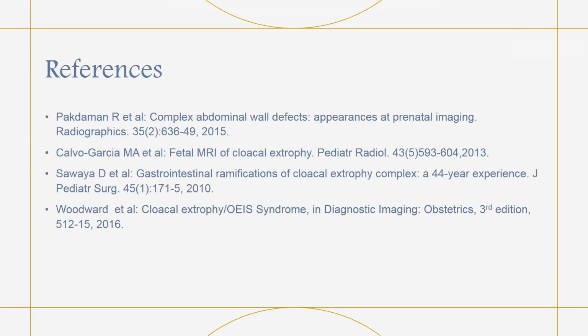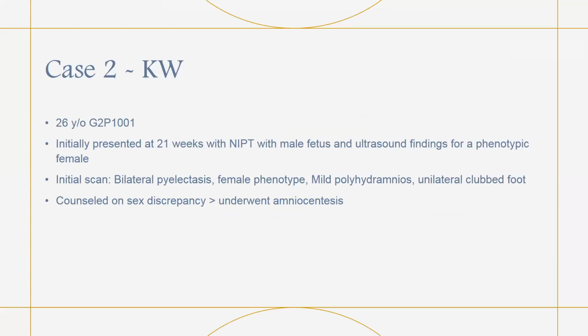Our next case, and these are references in case anybody wants any access to some of those case reports that are done. So our next case is Ms. KW. So she's a very interesting patient as well. So she's a 26-year-old G2 P1001. She presented in my office at 21 weeks, and essentially she was sent because there was discrepancy between her cell-free fetal DNA results and ultrasound findings.